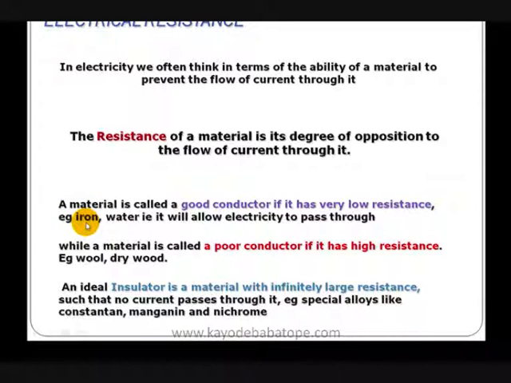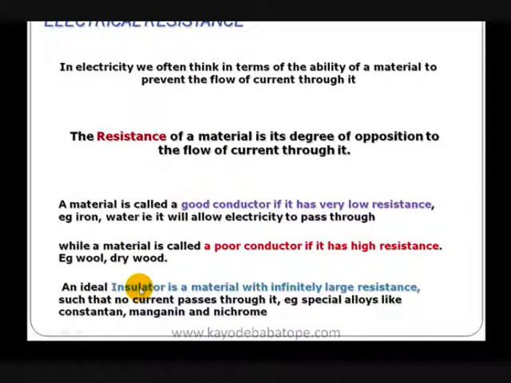E.g., iron, water. Alright, they have low resistance and therefore they are called good conductors because they will allow electricity to pass through. While a material is called a poor conductor if it has a high resistance, e.g., wool, dry wood.